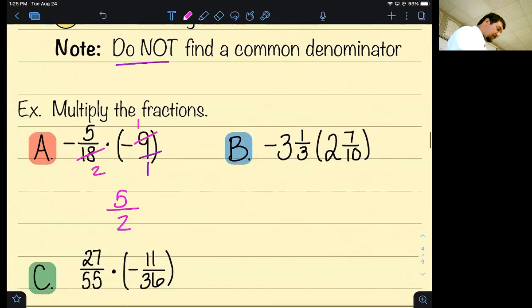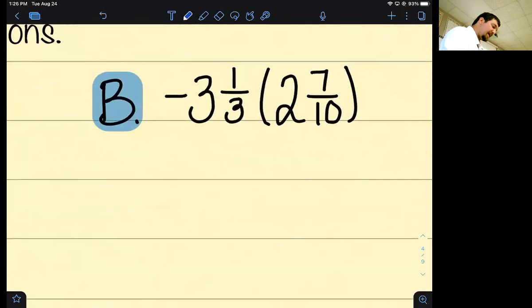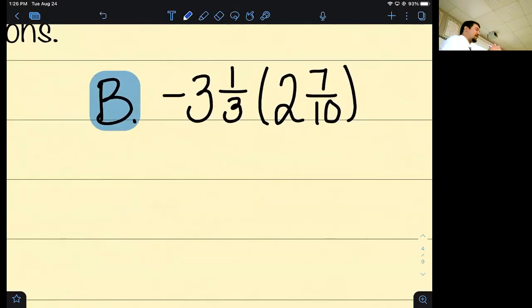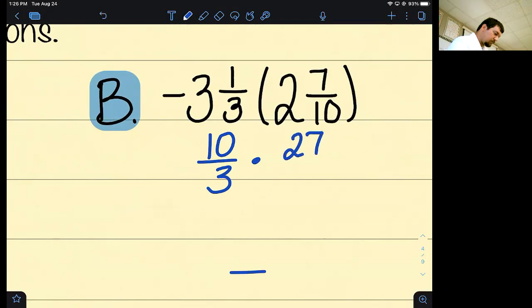Example B. These are both mixed numbers. Jimmy, first of all, let's not even worry about the negative. Our answer is gonna be negative, right? Because one of them is. Jimmy, will you tell me what 3 1/3 is as an improper fraction? Got it. Yep. Remember, he's doing 3 times 3 plus 1. And Xander, what's 2 7/10 as an improper fraction? 27 over 10. Okay.